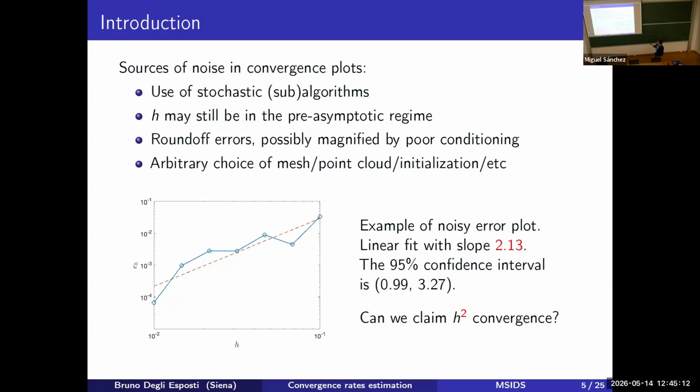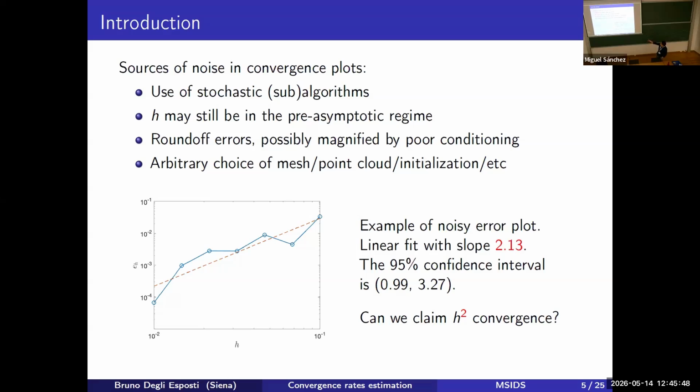But it could also be that h is in the pre-asymptotic regime, or maybe there are round-off errors that are then amplified by poor conditioning, or simply the arbitrary choice of a mesh or a point cloud to work with, or the initialization of an optimization algorithm, the initialization of iterative algorithms. Sometimes it's random, sometimes it's arbitrary in the sense that we set it to 0, but we could have set it to any other point. So effectively, this introduces noise.